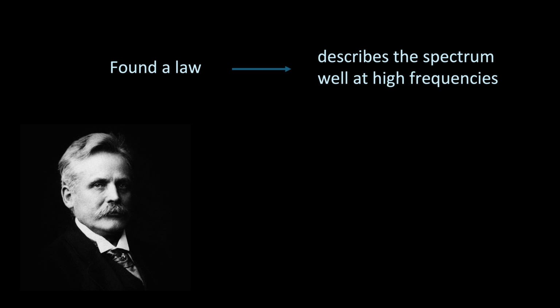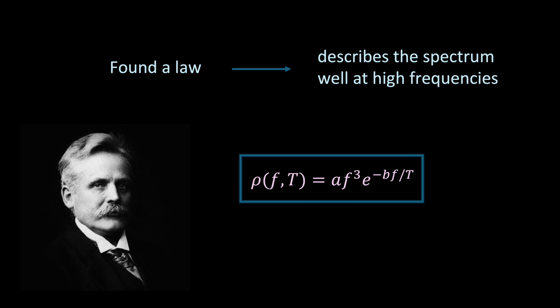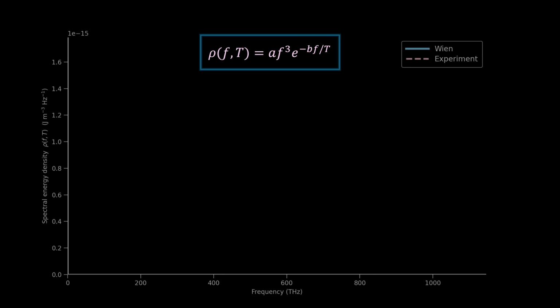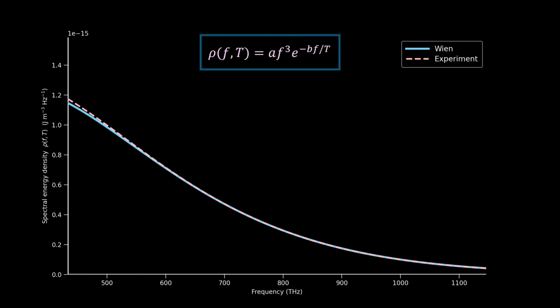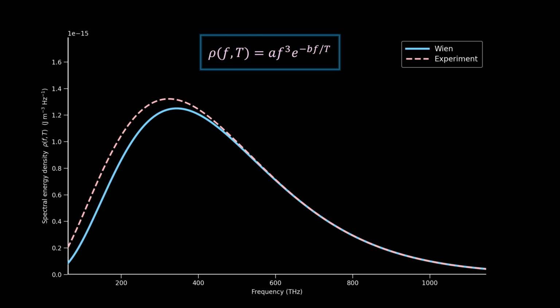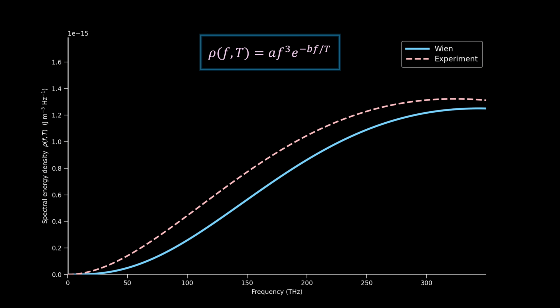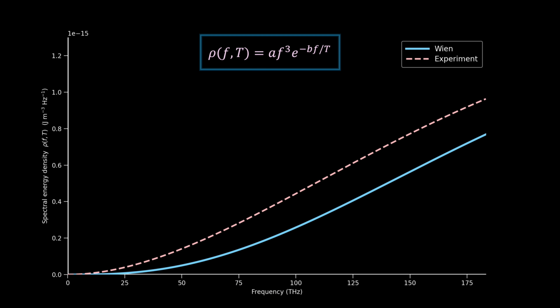But there was another crucial clue. The physicist Wilhelm Wien had found a law that describes the spectrum extremely well at high frequencies. He found that in this regime the data are well fitted by an expression for the energy density of the following form, where f is the frequency, T the temperature, and A and B are constants. If you plot this function and compare it with the experimental curve, you see that the agreement with experiment is excellent when you go to very high frequencies where the curves overlap. However, if you go to low frequencies, the function clearly does not match the experimental data.